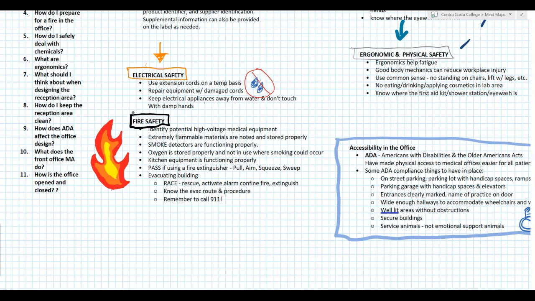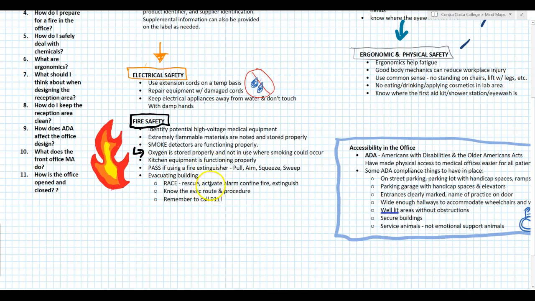So, any machines, ultrasound machines, EKG machines, anything like that, because those can arc. And those obviously would be a safety issue for potential fire. Any extremely flammable materials are noted and have to be stored properly. So oxygen tanks, that is noted actually right down here. Oxygen is stored properly and not in use where smoking could occur.